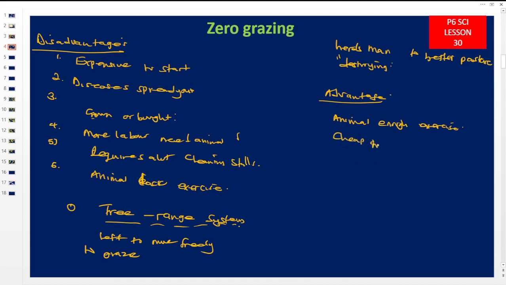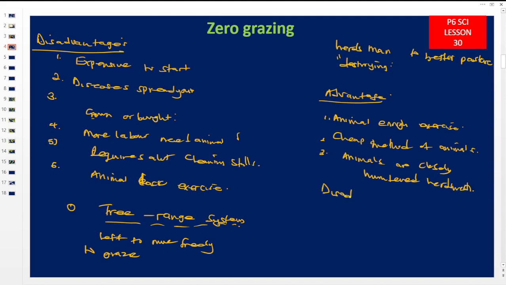And it is a cheap method of feeding animals, because you don't need to buy the feeds. The animals move on their own to say, I need to eat this one, let me taste this one, and so on and so forth. Another advantage: animals are closely monitored by a herdsman.